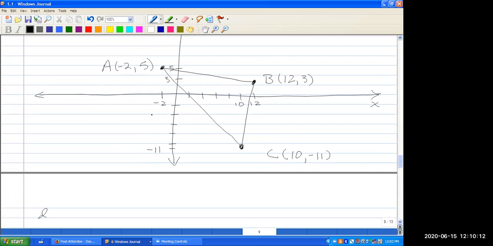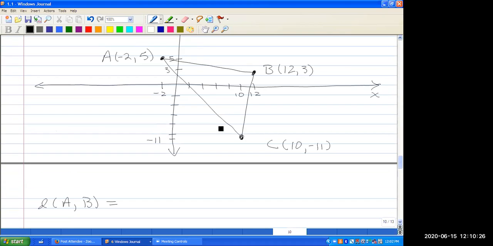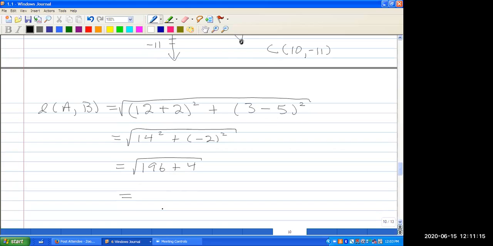Okay, so now let's find the distance between the points A and B. I'll write the square root at the end. So I'll just take the difference of their x coordinates, 12 minus a negative 2 squared, plus, here again it doesn't matter, 3 minus 5 squared. This is equal to 14 squared plus negative 2 squared. 14 squared is 196. 2 squared is 4. And so this is going to be the square root of 200.